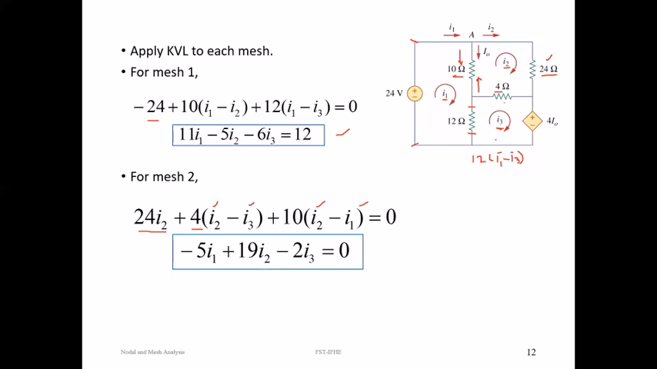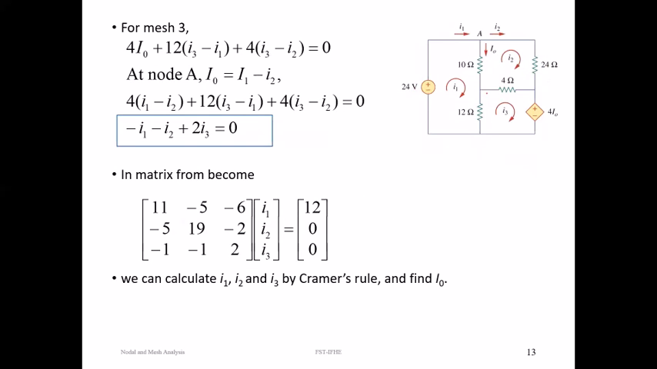Now let us apply a KVL equation for the third mesh. As you can see, 4 is common between the third mesh and second mesh. So 4 into I3 minus I2. And 12 is common between I3 and I1. So first write down the resistance, assuming always I3 is greater than I1. So 12 into I3 minus I1.